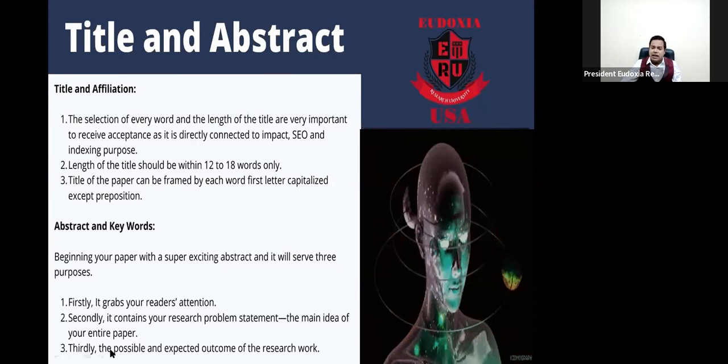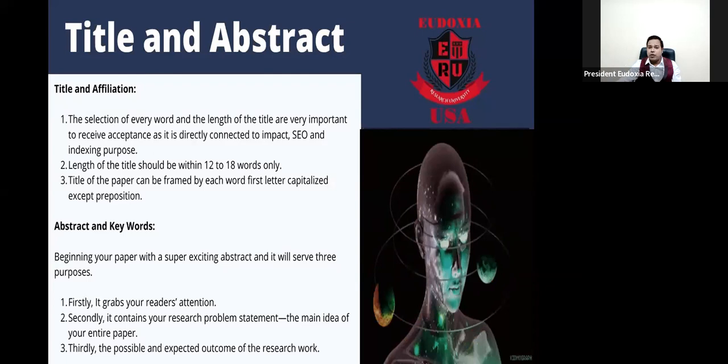Then thirdly, the possible and expected outcome of the research. This is also required because each and everyone wants to know why you are doing this research. So in the abstract section, if you can explain it, if you can show it, okay, these are the expected outcomes, maybe this is my outcome, I'm expecting that it will happen, then the reader will go through this one. Okay, we can find it in the conclusion.